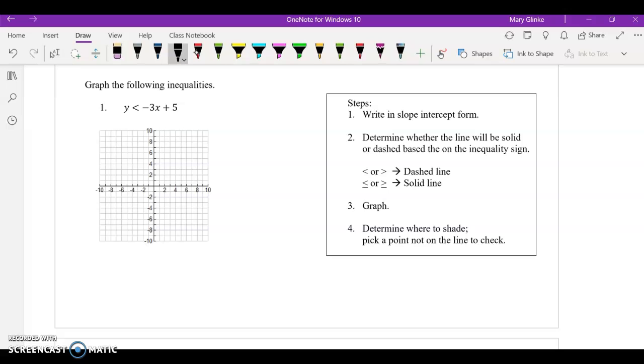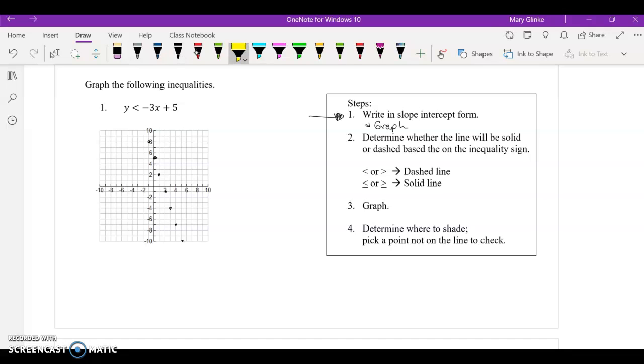So we're going to go ahead and write this in slope-intercept form. Step number 1, check, that's done. Now let's go ahead and graph, okay? So let's put our y-intercept at 5 and our slope of -3. And so we get a bunch of points on our graph.